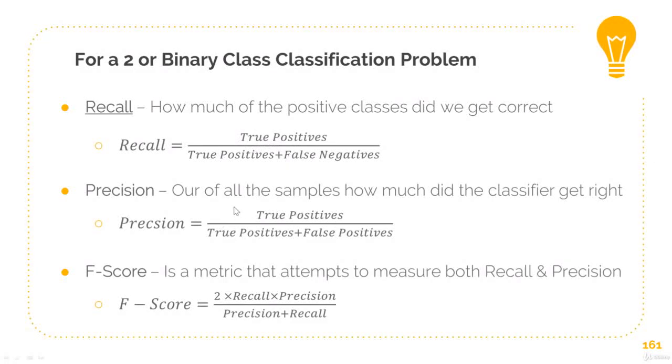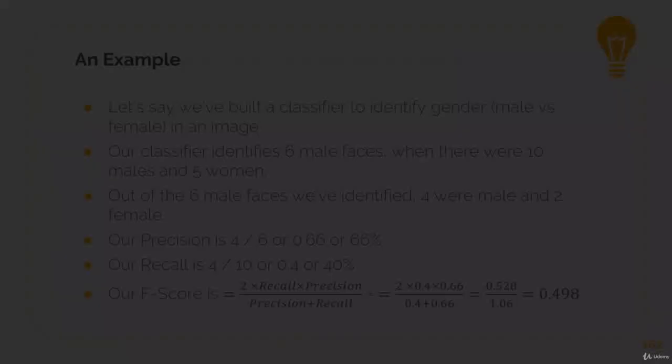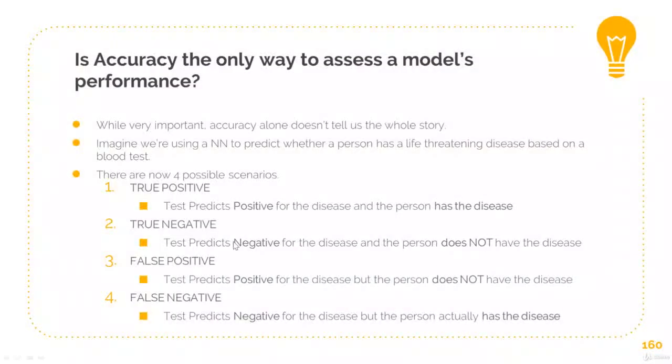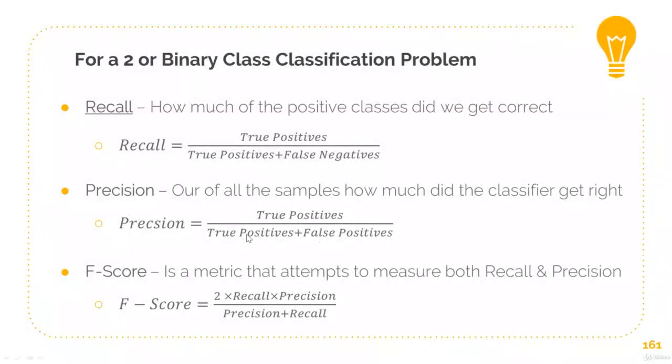Now, precision: of all our samples here, how much did the classifier get right? That's what precision measures. So we have, again, true positives over true positives plus false positives. Let's go back to false positives here. A false positive is basically when the test predicted positive, but the person didn't have the disease. So that's the denominator here. So of all these samples, how much did the classifier get right? And F-score is an attempt to actually measure both recall and precision in one.